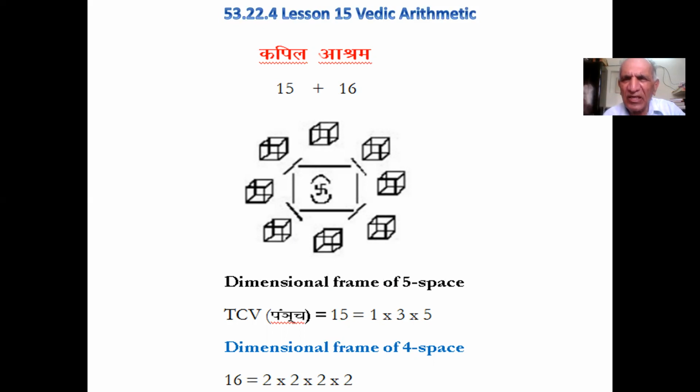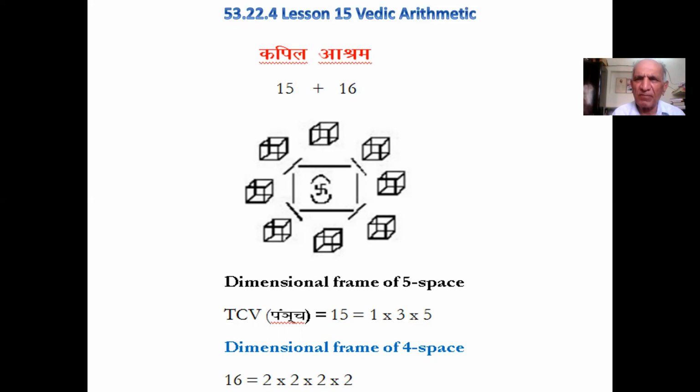The value 15 is the TC value of formulation Punch 5. It is parallel with the dimensional frame of a 5 space. 5 space is playing the role of origin of a 4 space. 5 space is a solid order space. The dimensional frame of 5 space is of value 1 into 3 into 5 is 15. However, the dimensional frame of 4 space itself is of quadruple spatial dimensions, leading to value 2 raised to the power 4 is equal to 16.